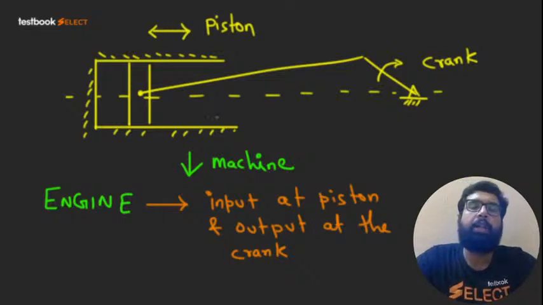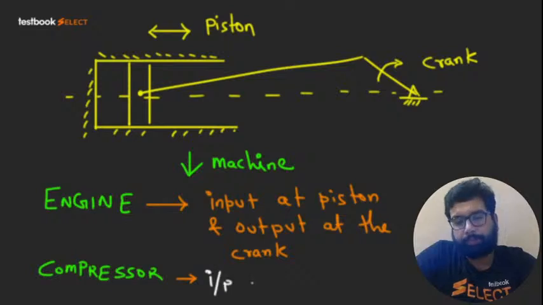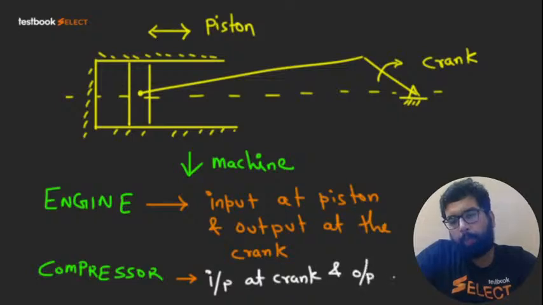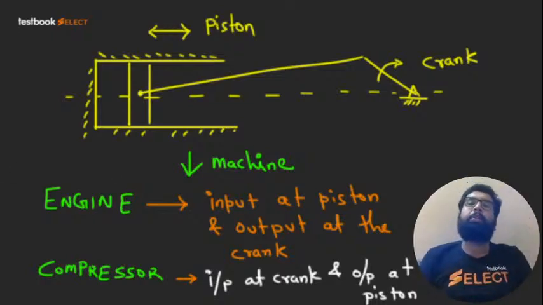So if we call this thing an engine, definitely we are taking the input at the piston and output at the crank. Similarly, the same arrangement is sometimes called a reciprocating compressor. So let's just call it compressor here. If it is a compressor, my dear, input will be at the crank and output at the piston. Okay, getting my point, beta? From the same mechanism, we are getting two different machines that serve different purposes, isn't it?